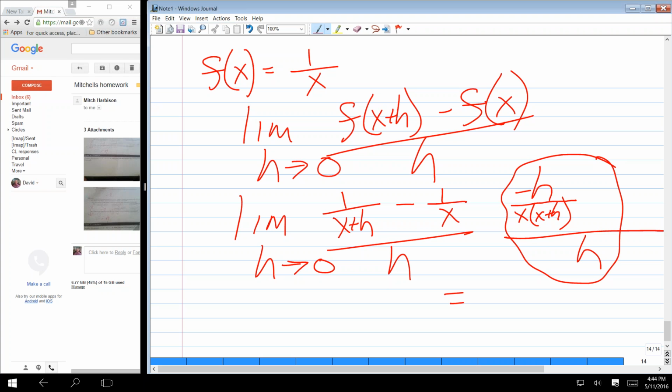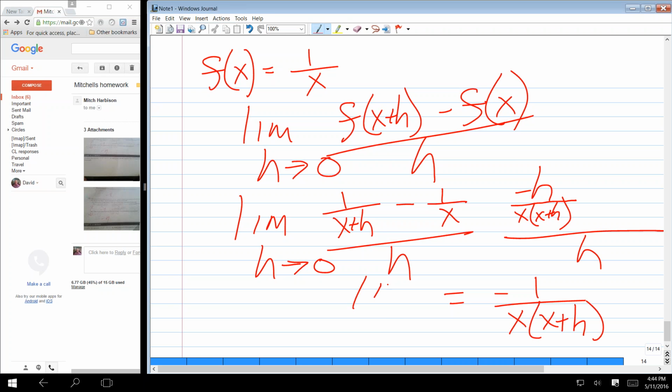Put a 1 under the bottom h, flip, and multiply. Yeah, so it would just be negative 1 over x times the quantity x plus h. Okay. Now what is the limit of that as h goes to 0? Negative 1 over x squared. Yeah, negative 1 over x squared.